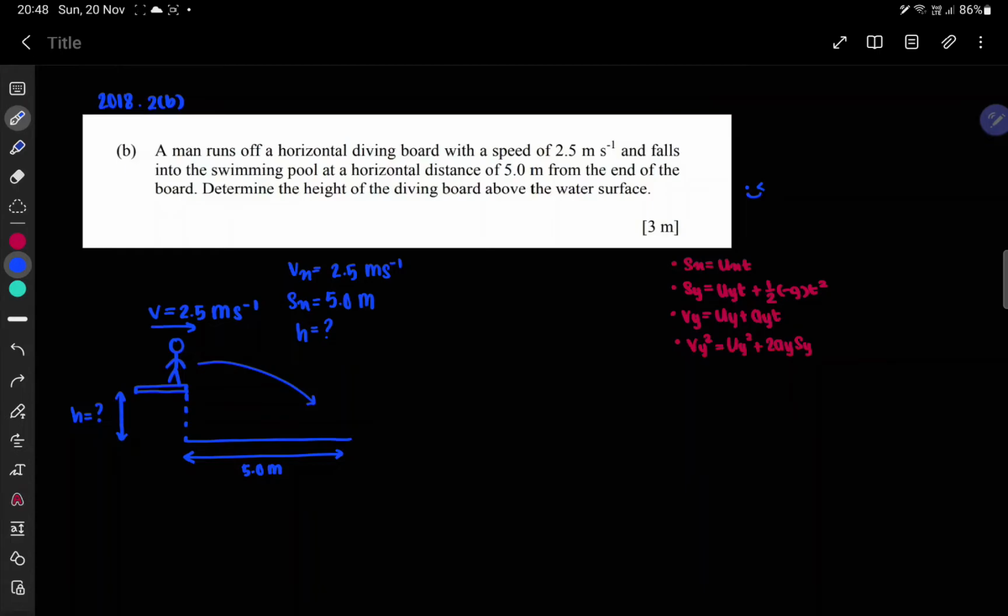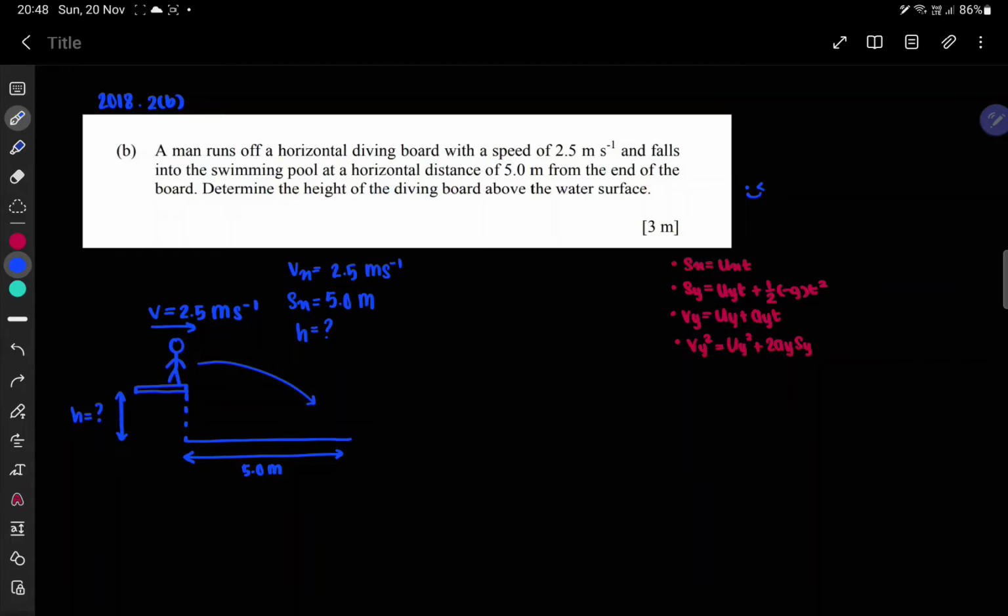Okay, for the question from the 2018 PSPM, question 2b: a man runs off a horizontal diving board with a speed of 2.5 meter per second and falls into the swimming pool at a horizontal distance of 5.0 meter from the end of the board. Determine the height of the diving board above the water surface.